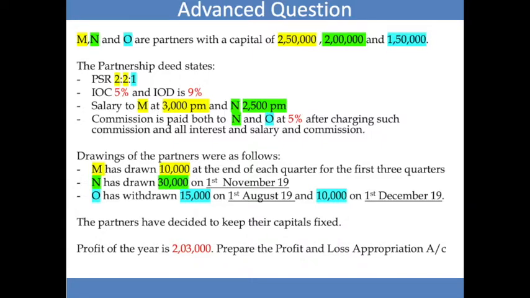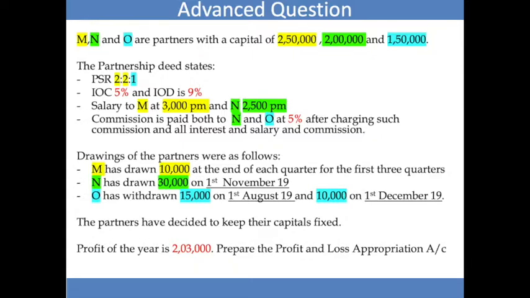The partnership deed has said that the PSR will be 2:2:1. That means the profit sharing ratio among the partners will be 2:2:1. The interest on capital will be 5%. The interest on drawings will be 9%. M will be provided a salary of 3,000 per month. N will be provided a salary of 2,500 per month. So you can see that both the partners M and N are provided monthly salaries of 3,000 and 2,500 respectively.